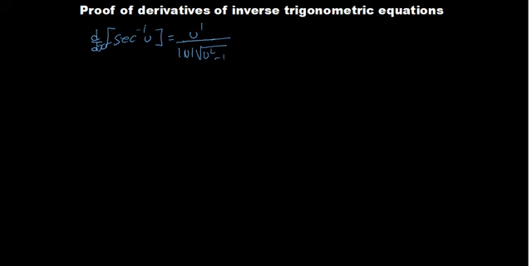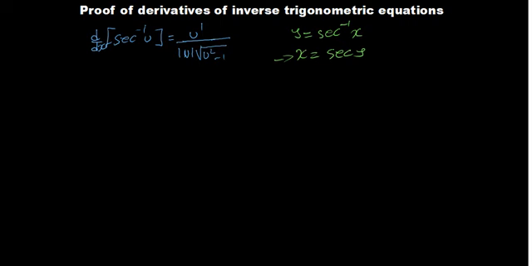Okay, and we still follow the same steps. We let our y be equal to sec inverse of x, meaning x is equal to sec y. Remember, we need to differentiate both sides of that. Since I believe you have watched the previous videos on the proof of derivatives of inverse trigonometric equations, you can pause the video, try to work it out, and see at the end if we get the same thing.